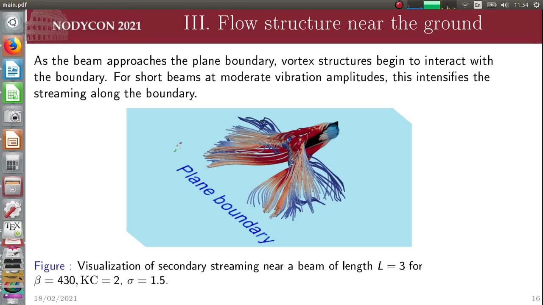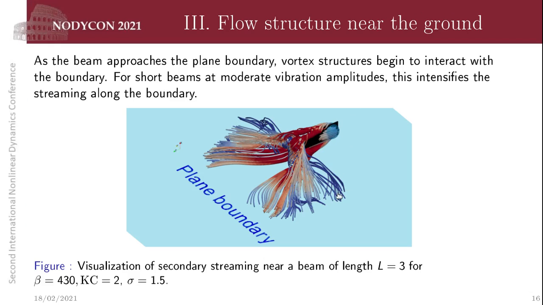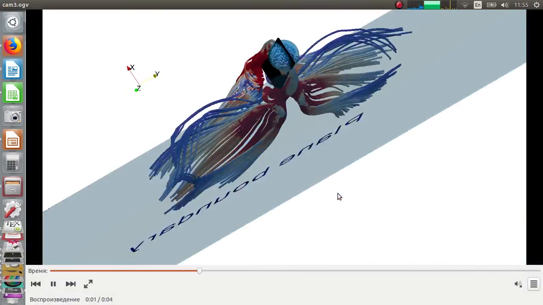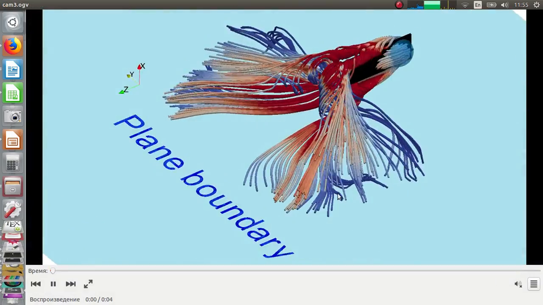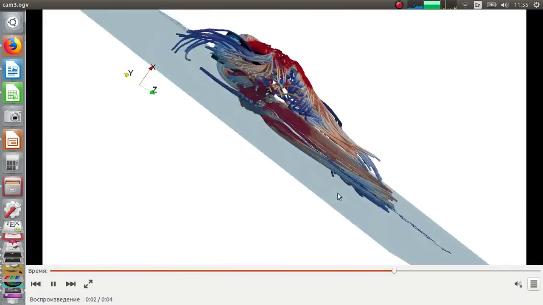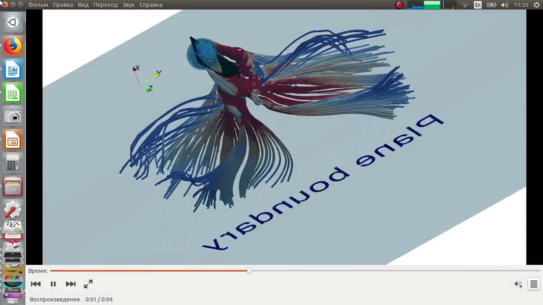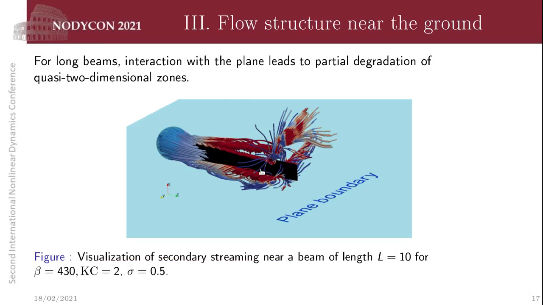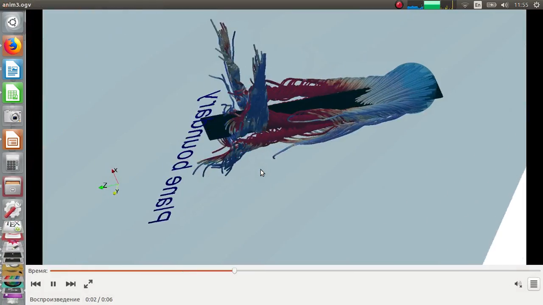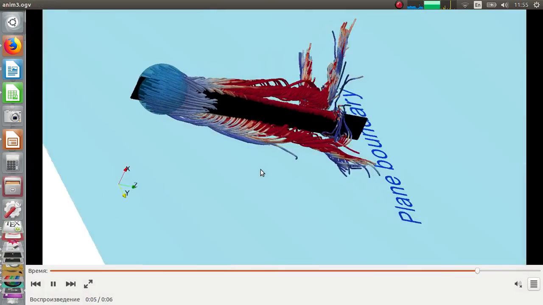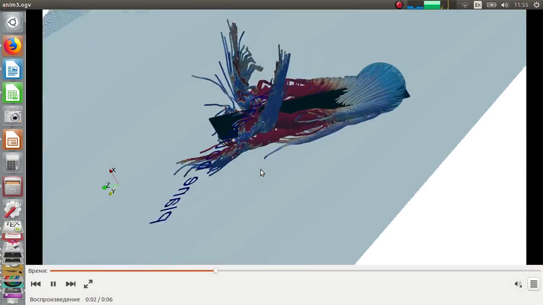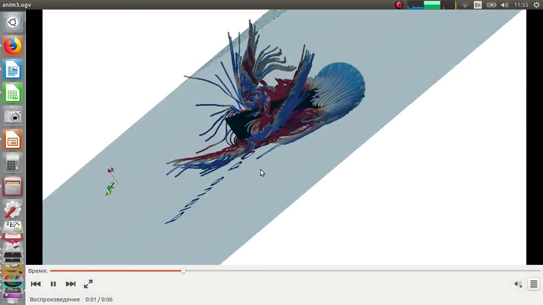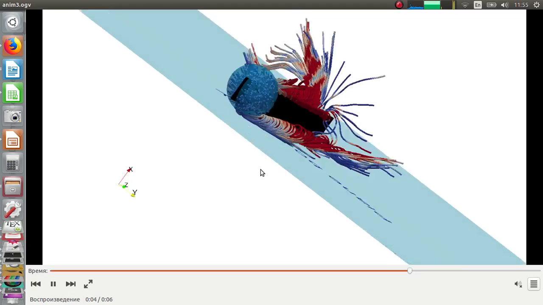As the beam approaches the plane boundary, vortex structures begin to interact with the boundary. For short beams at moderate vibration amplitudes, this creates streaming along the boundary. For long beams, interaction with the plane leads to partial degradation of the quasi-two-dimensional zone. For example, the represented flow near a beam of length 10 can no longer be considered as quasi-two-dimensional, as it was in unbounded fluid.